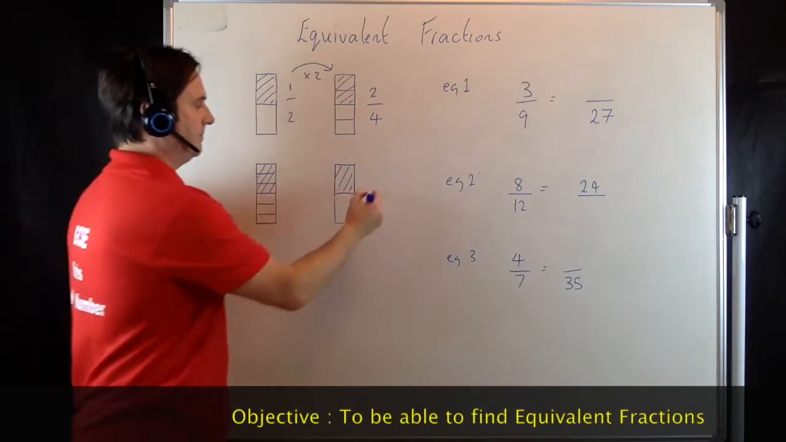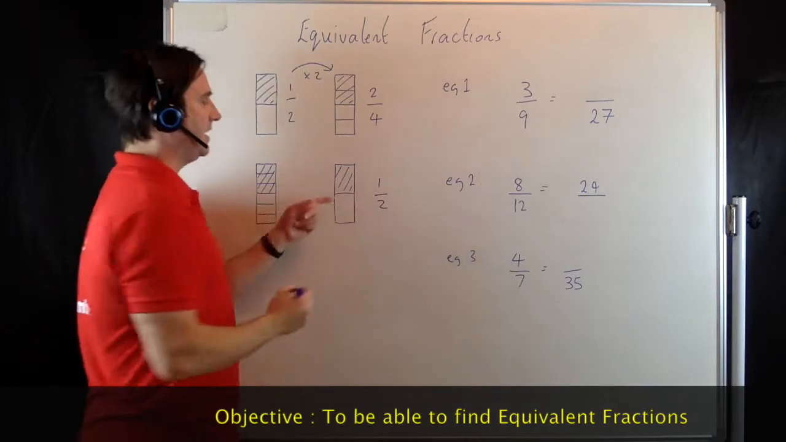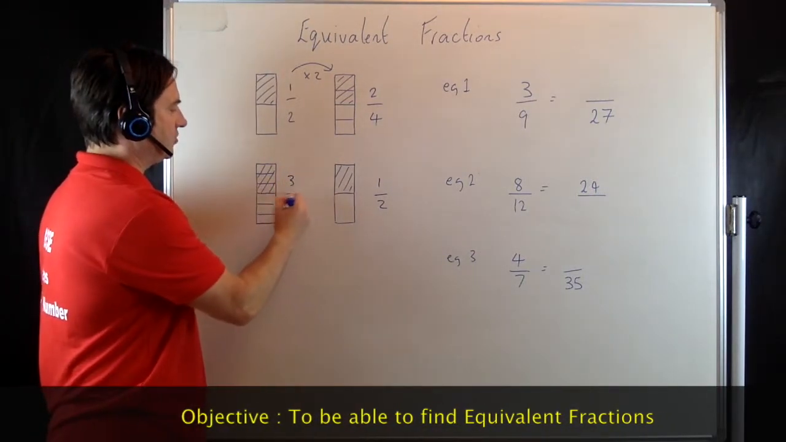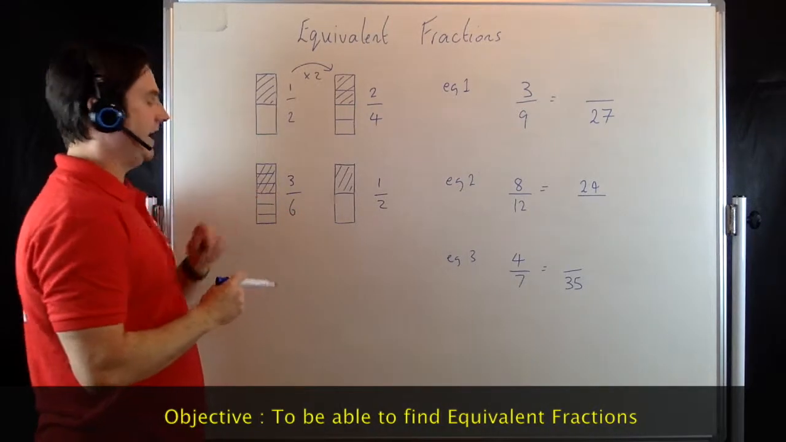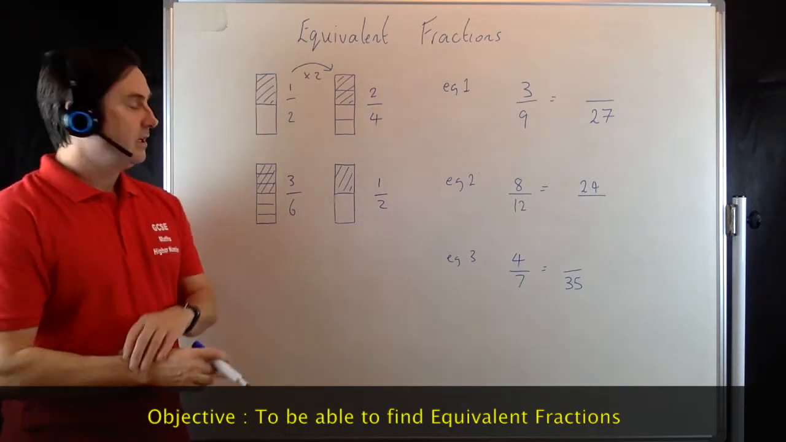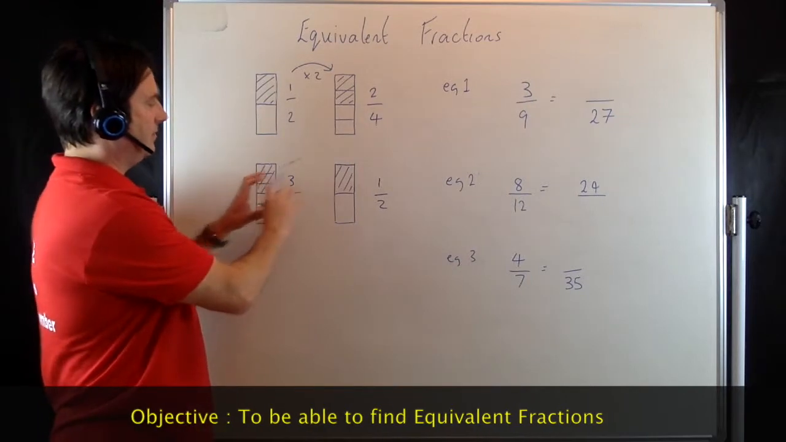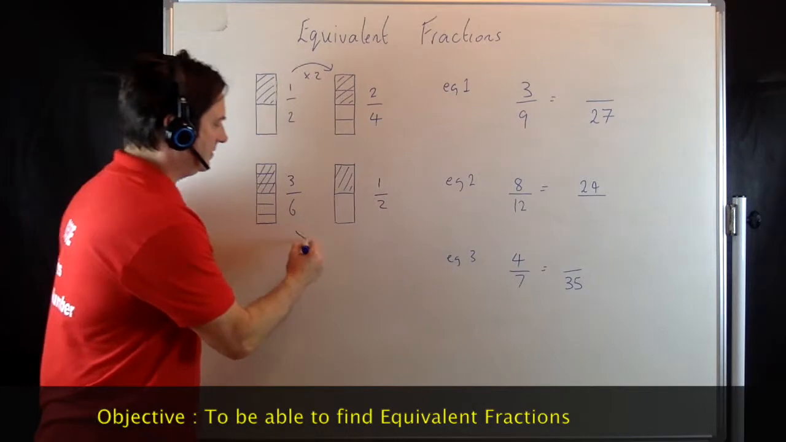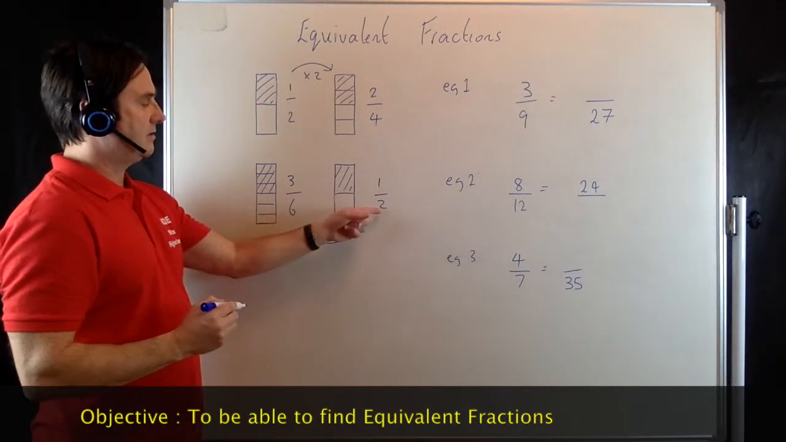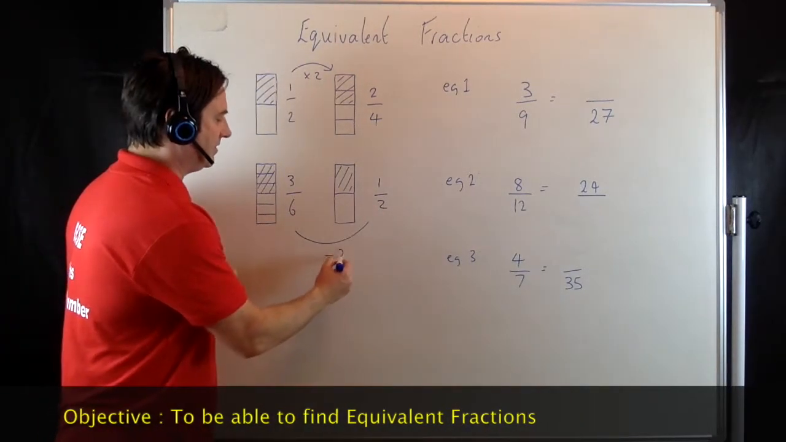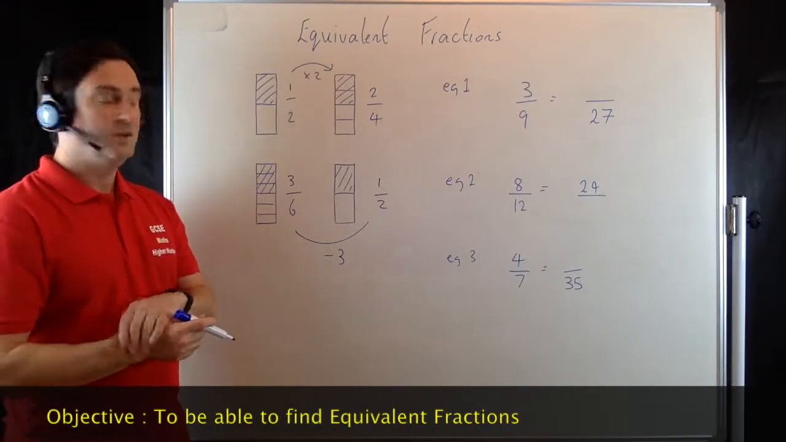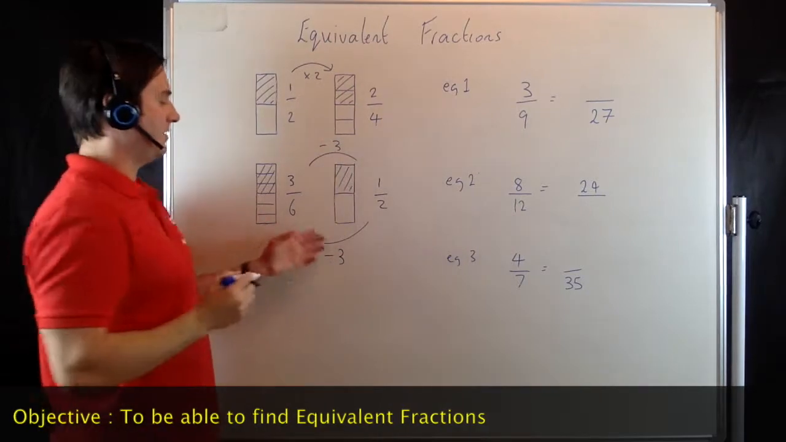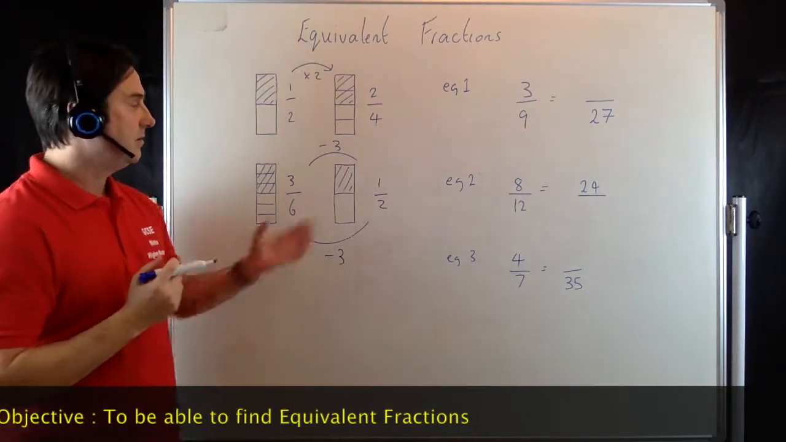If we look at this one here, this is again a half, it's the same as that one. This time we've got 3 sections shaded out of a total of 6. Now let's look how I've got from this one to this half. What I've done this time is 6 divided by 3 gives you 2. So as long as I divide the top by the same amount as what I divide the bottom, my fraction stays equivalent.